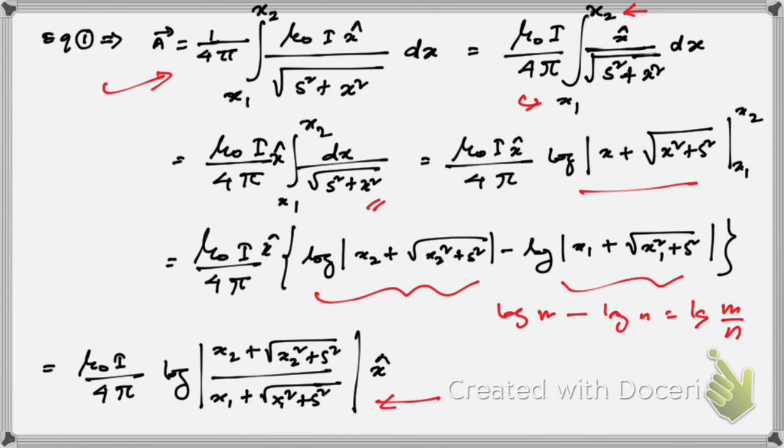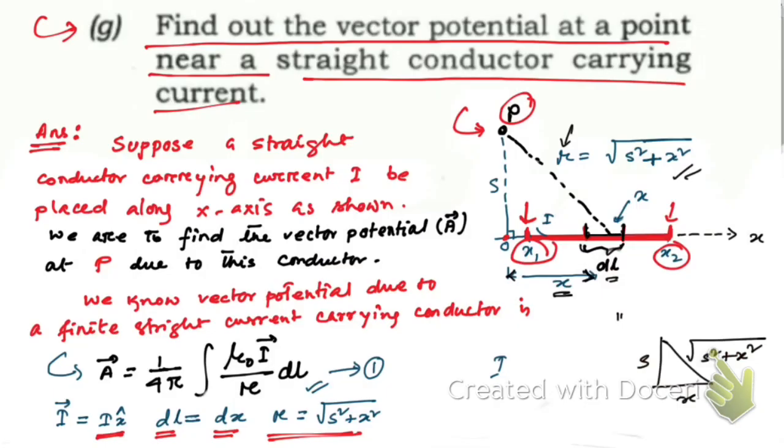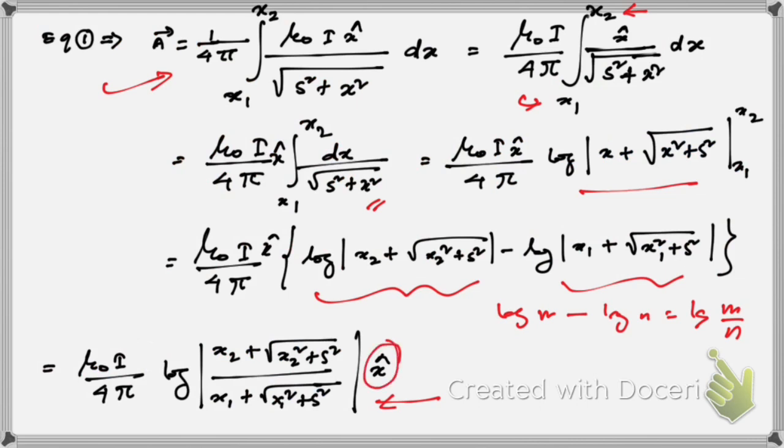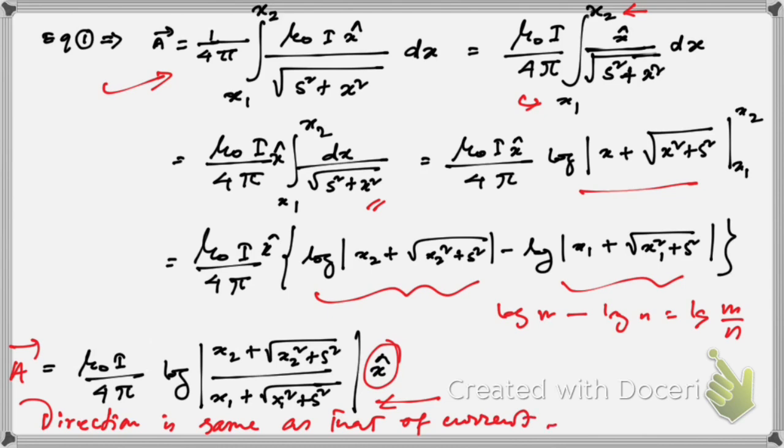And the direction of the vector potential will be the same as the current, because we have taken the wire along the x-axis and we have here x cap. So this is the vector potential. So the direction is the same as that of current. So hope you have understood.